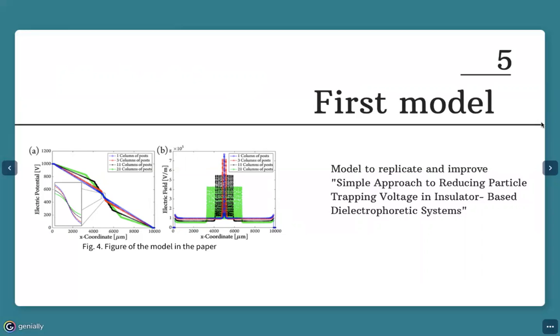In A, we can see the electric potential and how the steepness changes depending on the number of columns contained in the array. It is worth mentioning that the array with the steepest slope was the one with one column of posts. In figure B, we can see the electric field intensity. The intensity of the array with one column was the highest, and the one with 21 columns was the lowest.